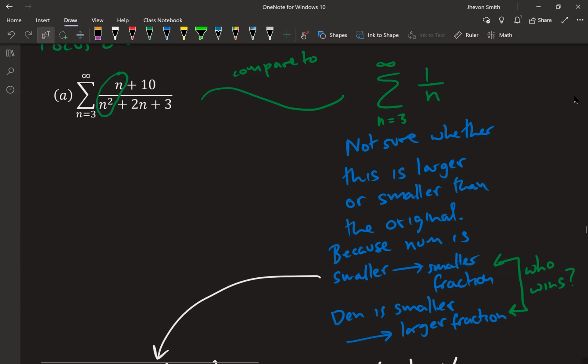Yes. If you didn't have the plus 10 in the numerator, then for sure this would be larger. 1 over n would actually be larger, in which case you couldn't conclude anything anyway.